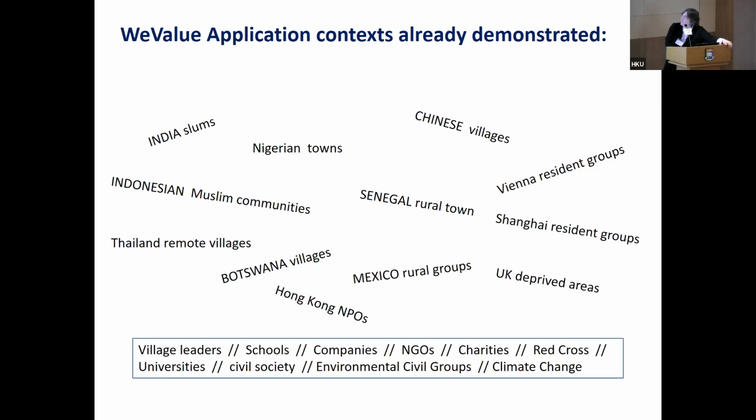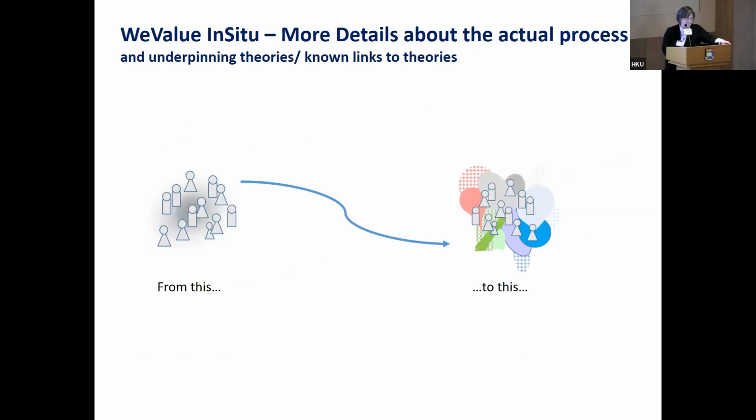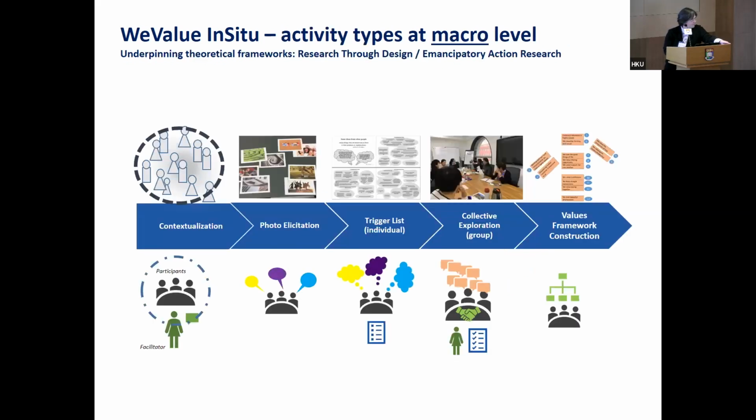What other contexts have we already demonstrated? Here are some examples. Slums in India, towns in Nigeria, Indonesian Muslim communities, Thailand remote villages, Botswana villages, Hong Kong NPOs, UK deprived areas. These are some of the areas. And we've done it in terms of village leaders, schools, companies, NGOs, charities, universities, and so on. These are all examples of where we've used it. I'm just going to quickly show you a little bit of detail about the actual process. Very quickly. In fact, I'm not, because I'm going to run out of time.